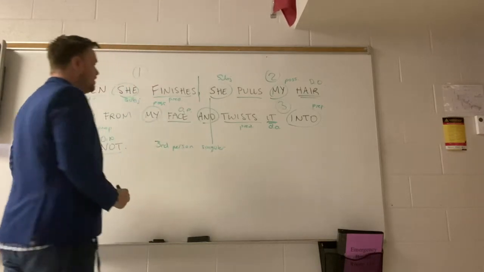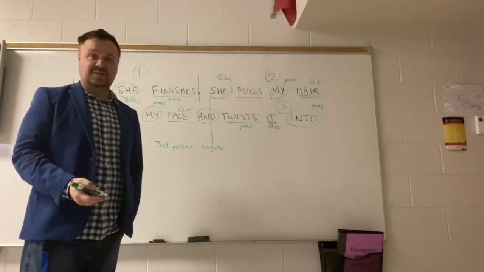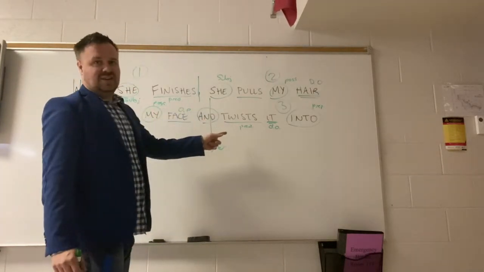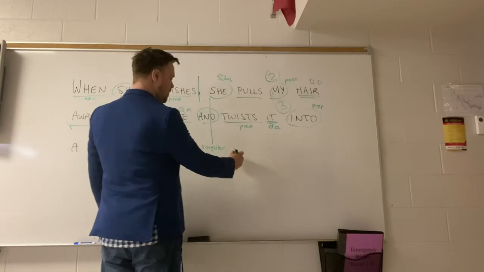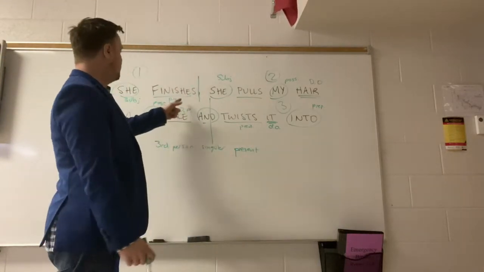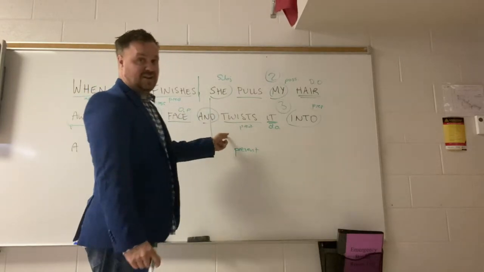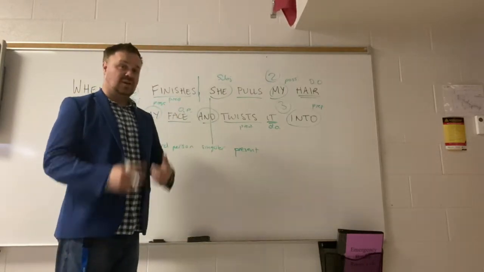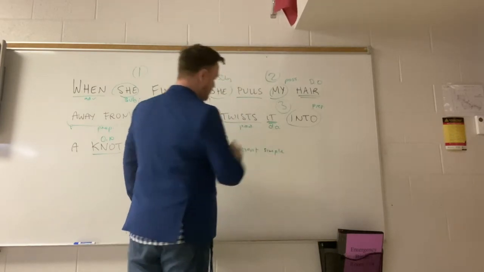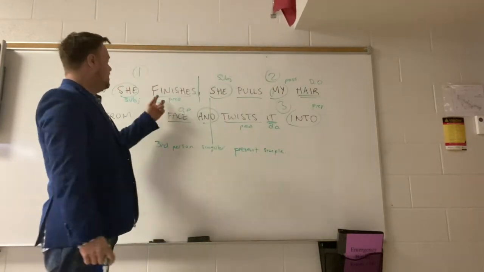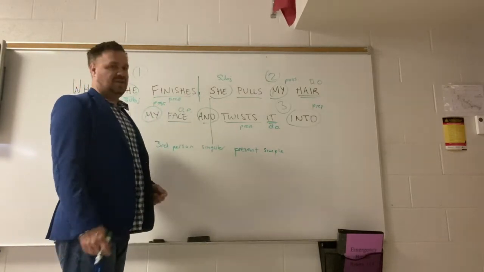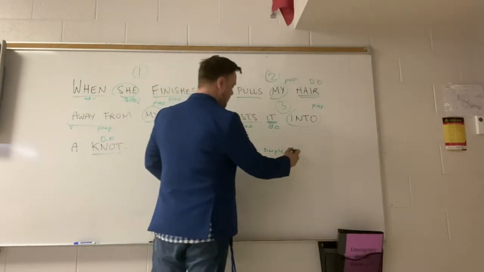And now we can determine the tenses of these verbs. Finishes, pulls, and twists are in the present tense. So all of them are the same. And all of them, finishes, pulls, and twists, are happening how many times in the story? Once. That's right. They are simple. Okay? Otherwise, it would be she is finishing, she is pulling, and she is twisting if it were progressive. And is it true? Yes. Indicative.